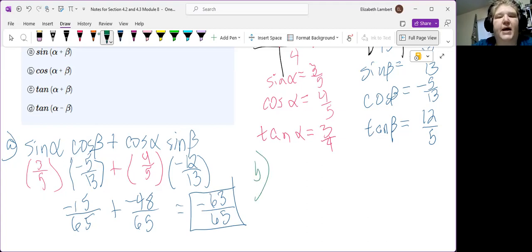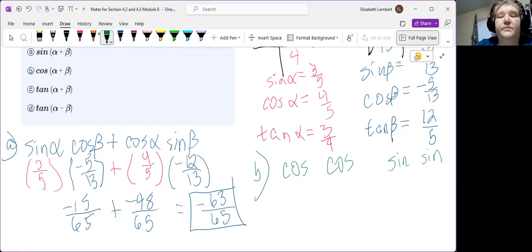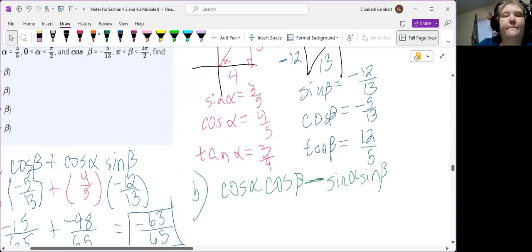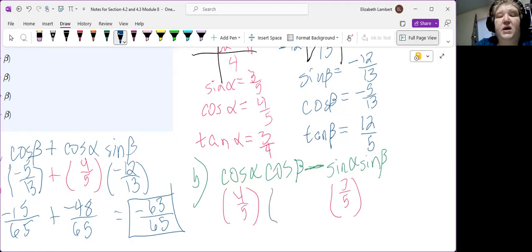Now our cosine. So that is cosine, cosine, sine, sine, alpha, beta, alpha, beta. Cosine changes, so this will be a minus. So cosine of alpha 4/5, sine of alpha 3/5. Cosine of beta, -5/13. Sine of beta, -12/13. Then recopy the minus sign from the problem.